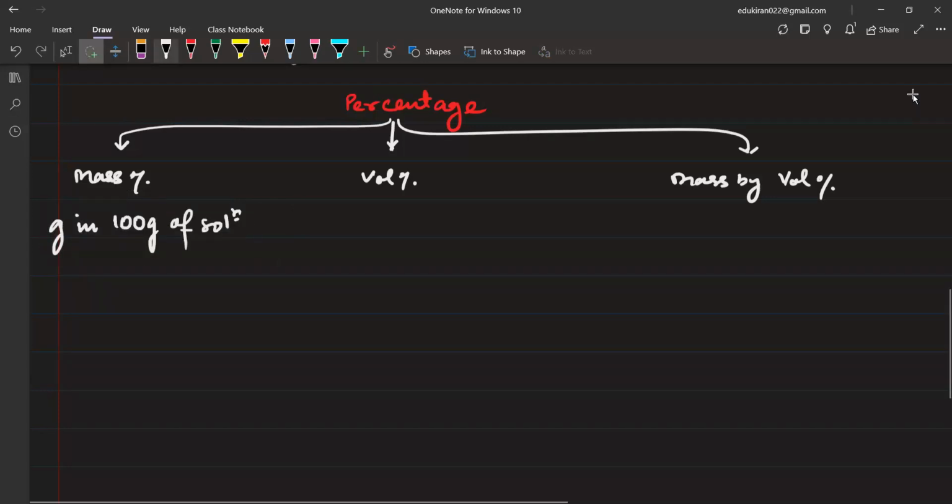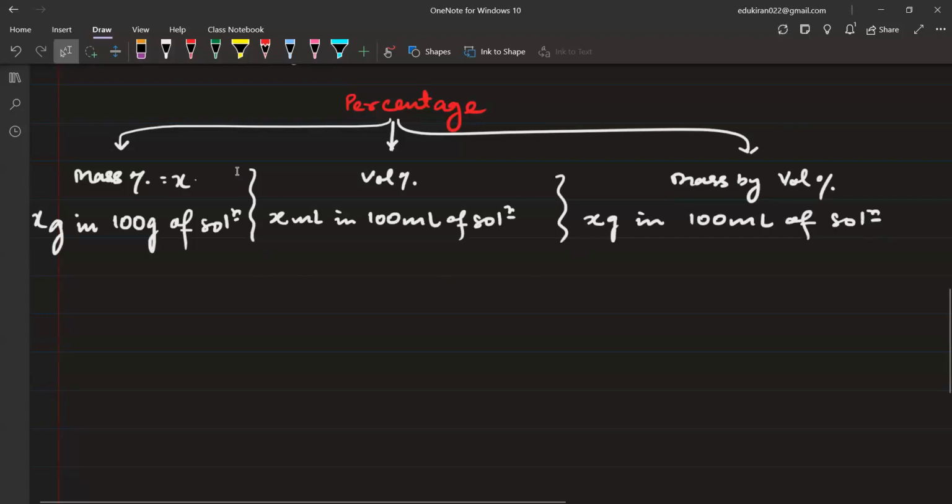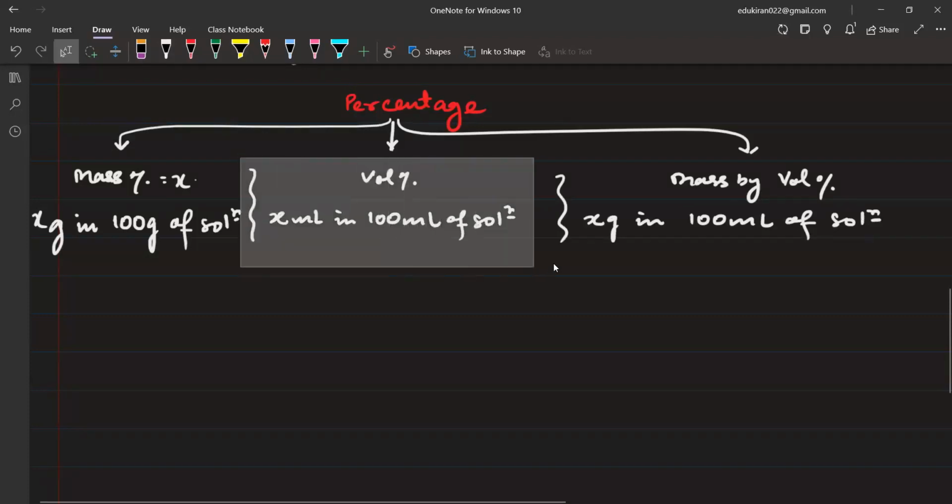Percentage means whatever percentage is given. For example, they are giving you mass percentage is equal to X, some X percent, 7, 8, 9, 10, whatever percentage that is. So that is X grams in 100 grams of solution. If they are talking about volume, and they have given volume is X percentage, then it will be X ml in 100 ml of solution. If they're talking about mass by volume percentage, then they're saying X grams in 100 ml of solution. Now, I hope there will not be much difficulty in understanding these terms.